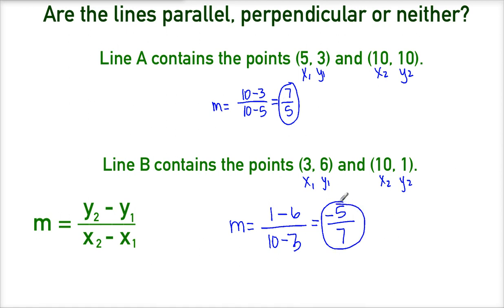So examine these two slopes. Are they parallel, perpendicular, or neither? Well, they look like they have opposite signs, and they are reciprocals of each other. The numbers on the top and bottom are flipped. So that means these lines are perpendicular.